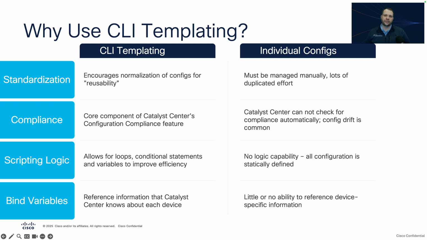And finally, Catalyst Center has a concept called system bind variables. And these are bits of information that Catalyst Center collects about devices when they are added to your inventory. Those system bind variables are then available for you to use and reference inside your templates so that you can gather information needed for your template without having to ask the user for certain bits of information.